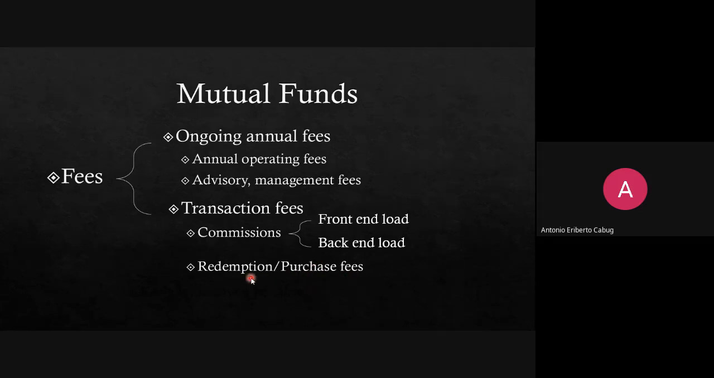Kapag ibebenta yung share, merong redemption fees. I'm talking here about the share of the mutual fund company. Okay? Now, for some funds, there's an early withdrawal penalties. So, ayaw ng mga mutual funds na pagbili, benta agad. Okay, hassle sa kanila. So, may mga early withdrawal penalties.